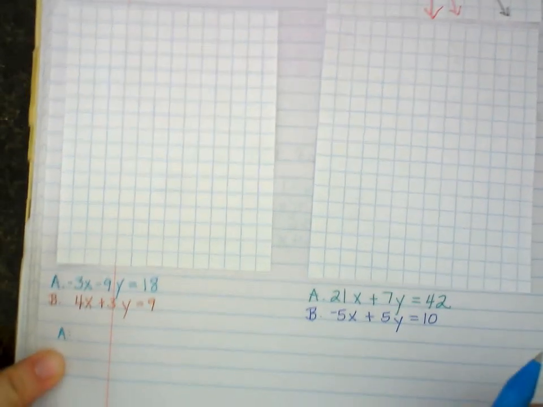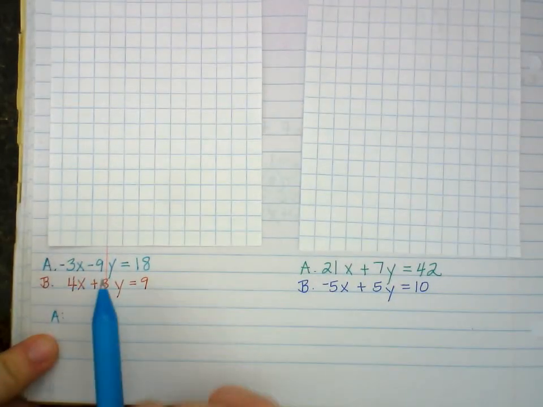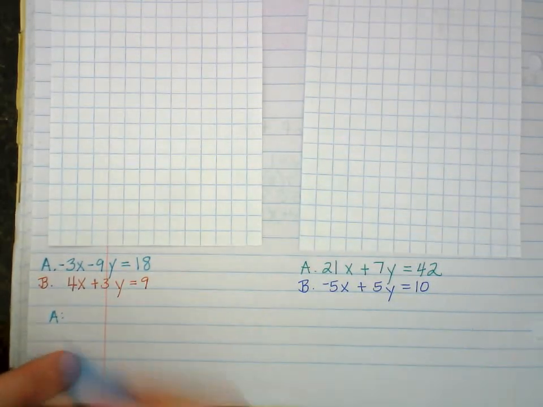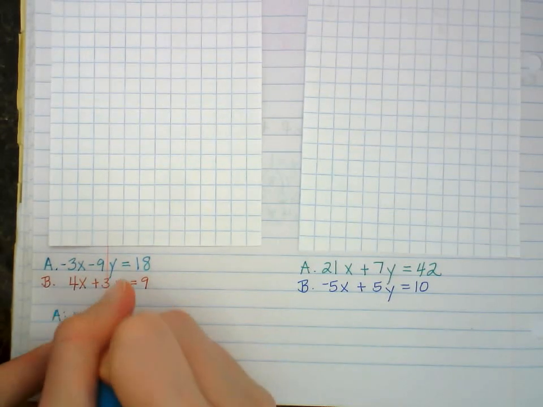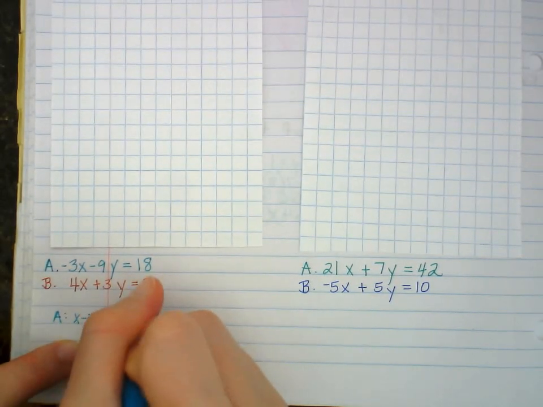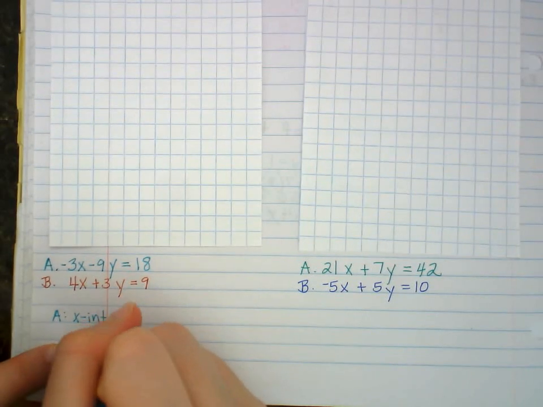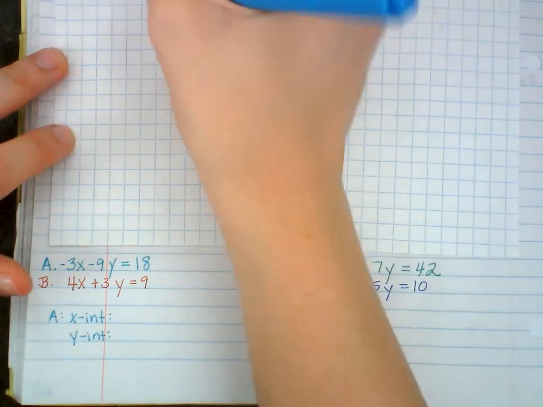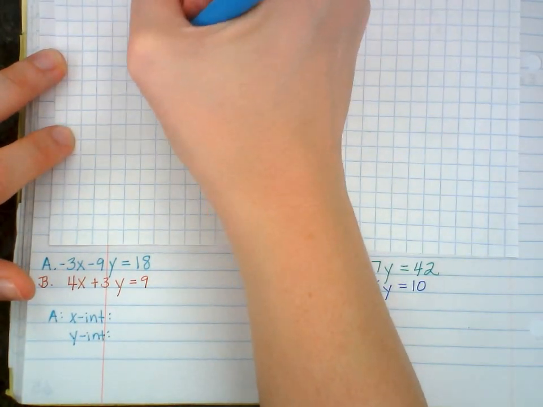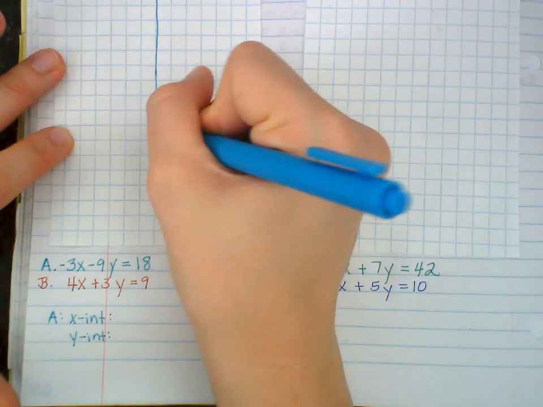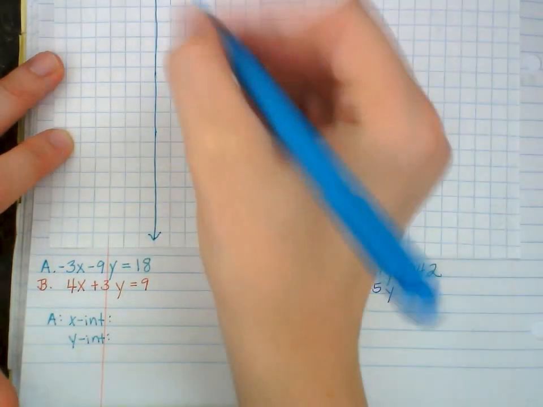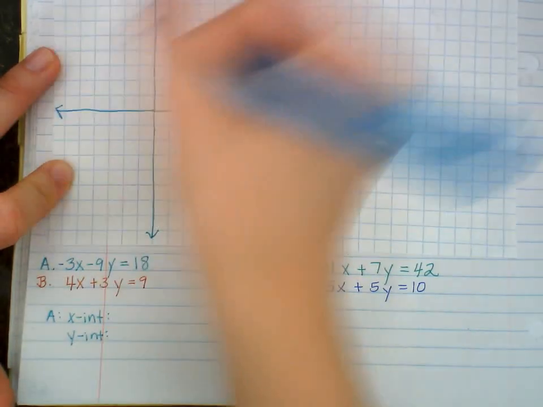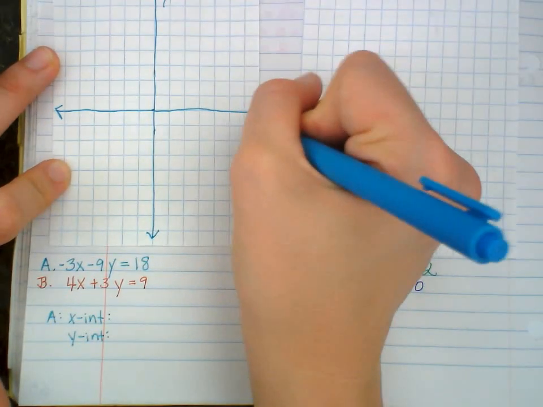Yeah, it is. Okay. So negative 3x minus 9y equals 18. We're going to have to find our x-intercept and our y-intercept. That's the easiest way to do it in standard form. Let me draw my graph. Not that I have to do that first, I just want to plot it right away. So you draw your y and x-axis.